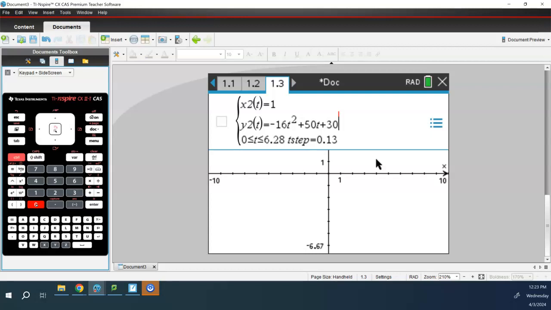Before we hit enter, let's think about this. What is this 6.28 number right now? What does that represent? The time that the ball's in the air? Do we think we throw a ball up 30 feet up, down, to land in 6 seconds? Probably going to land a lot sooner than that, right? All right, let's drop that down to 3.